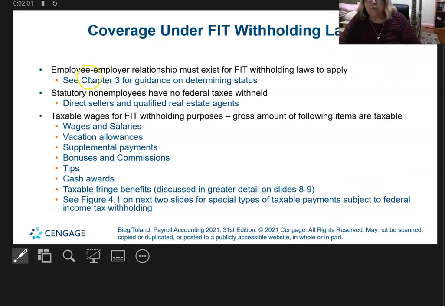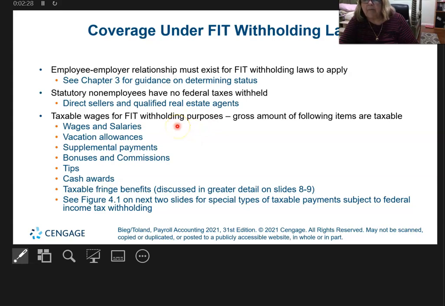In Chapter 3, we talked about the employee-employer relationship. So you need to look at that to see if FIT laws apply. There are some statutory non-employees that do not have federal taxes withheld. Again, take a look to see what those are. But taxable wages are all subject to federal income tax. FIT stands for federal income tax withholding.